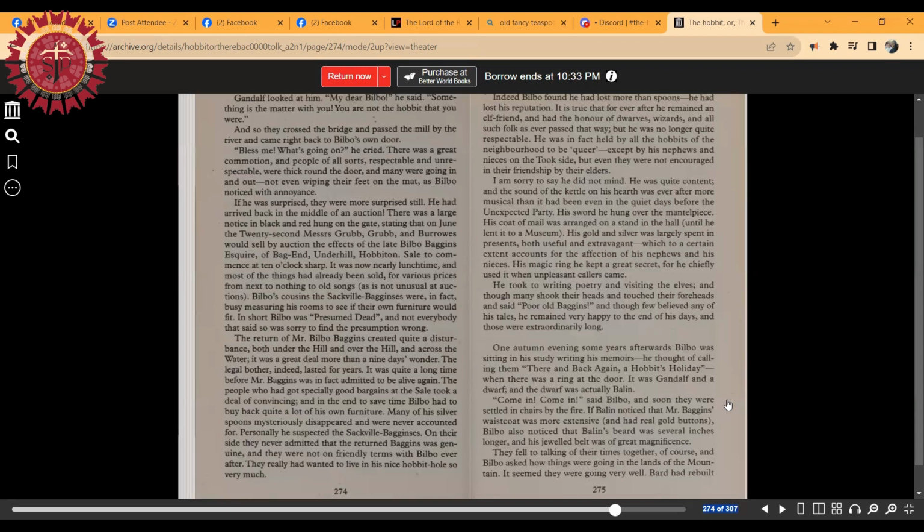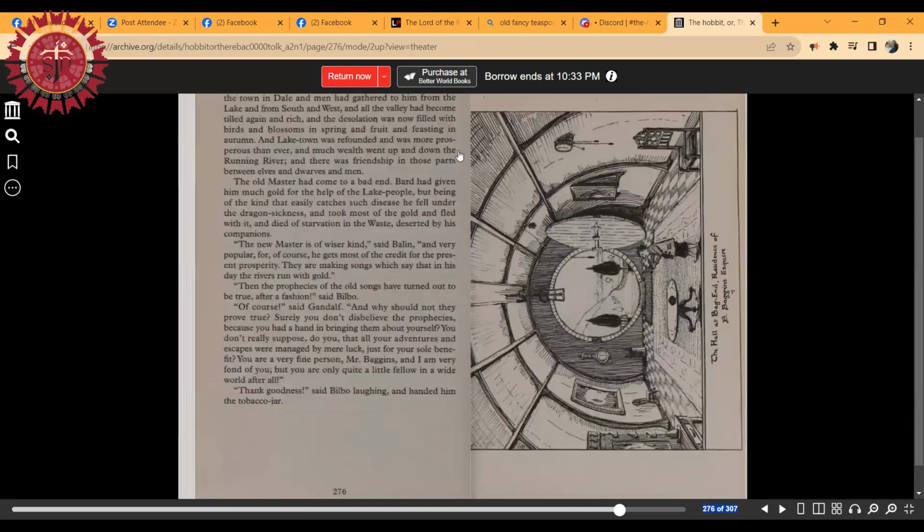They fell to talking of their times together, of course, and Bilbo asked how things were going in the lands of the mountain. It seemed they were going very well. Bard had rebuilt the town in Dale, and men had gathered to him from the lake and from south and west, and all the valley had become tilled again and rich, and the desolation was now filled with birds and blossoms in spring, and fruit and feasting in autumn. And Lake Town was refounded and was more prosperous than ever, and much wealth went up and down the running river, and there was friendship in those parts between elves and dwarves and men.